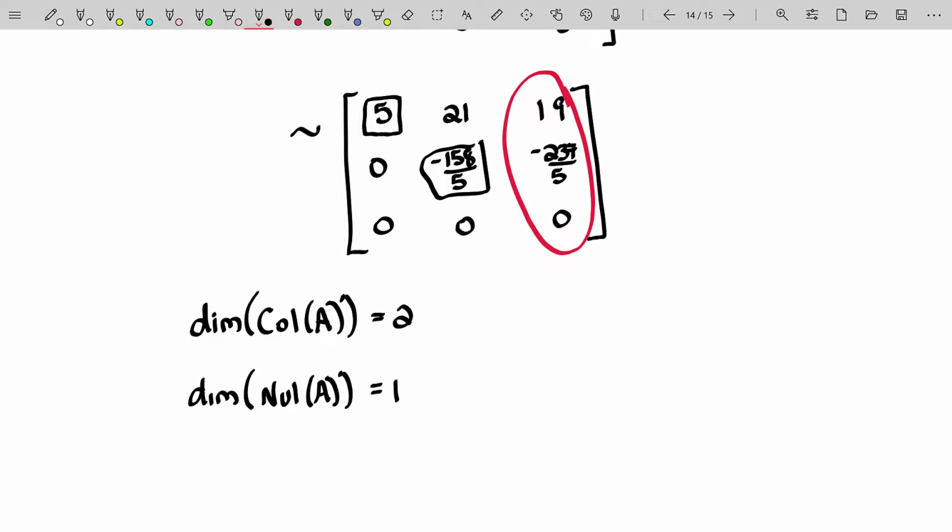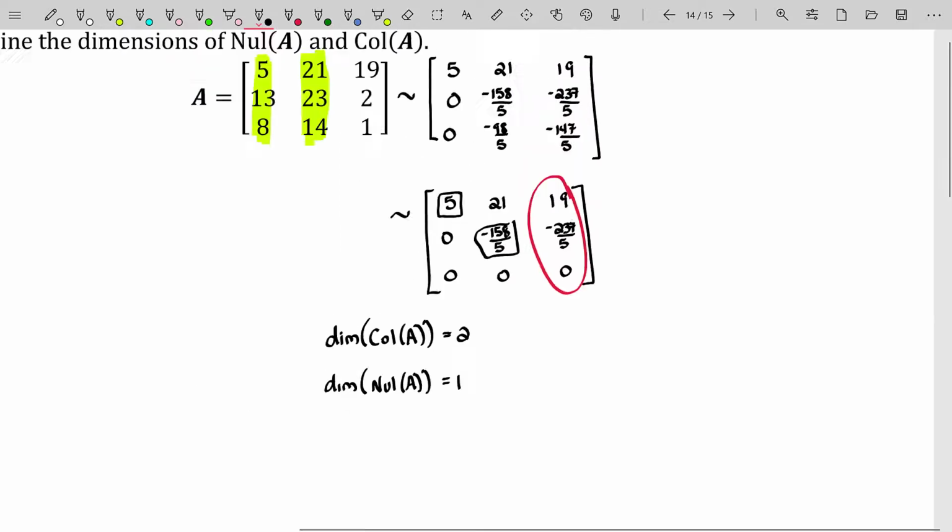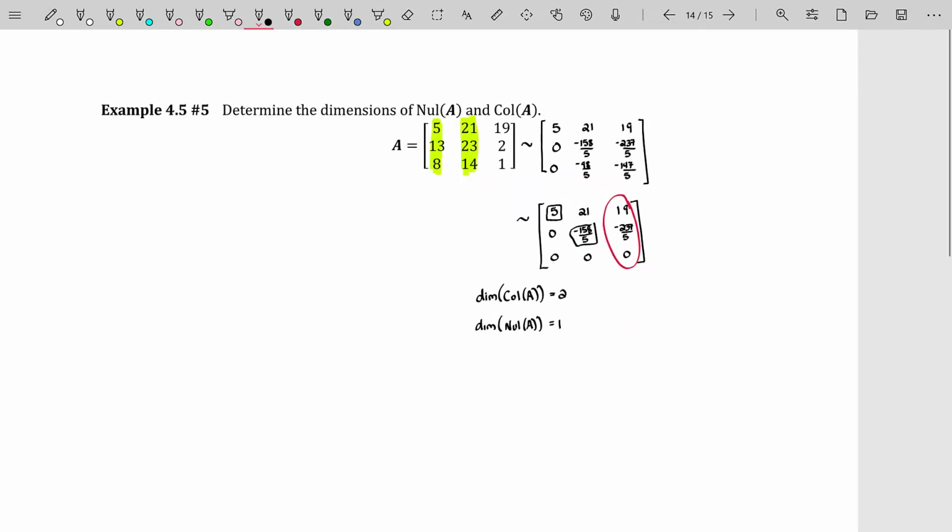If you noticed 1 plus 2 is 3 and you had 3 columns, you are not alone in noticing something very nice. We will discuss that a little bit later on, but, well, I could just say it right now. The sum of the dimension of the column space of A and the dimension of the null space of A is going to be the number of columns that you have in your matrix A. But that's a theorem we'll mention later on because we don't need it right now.